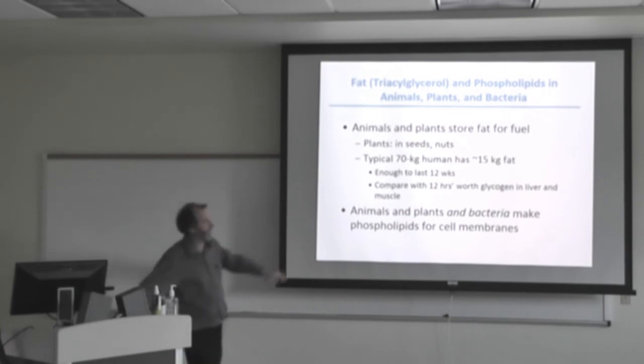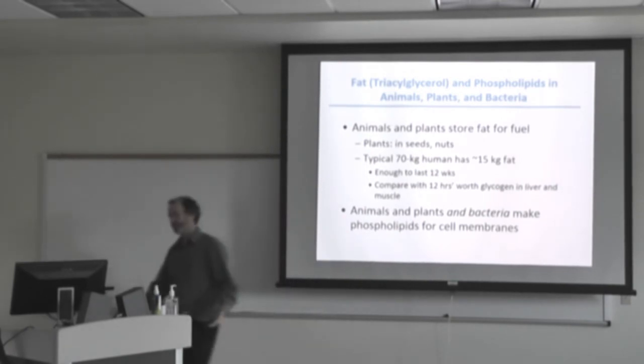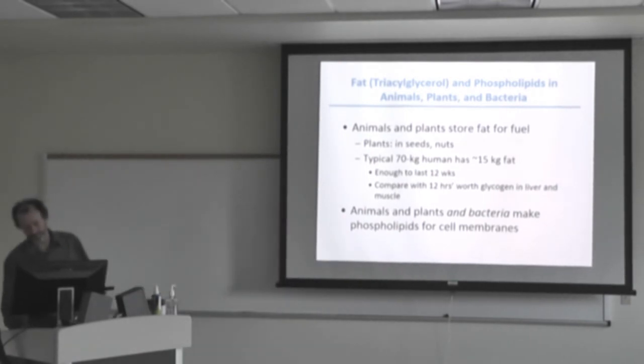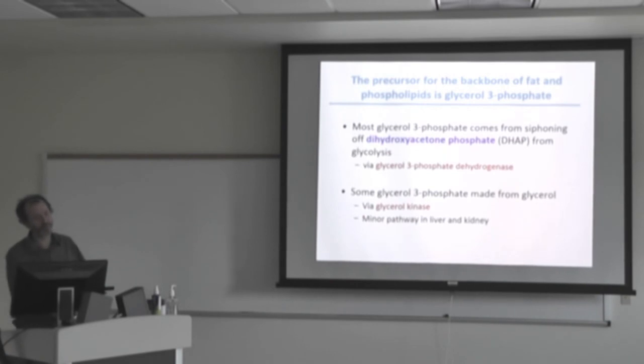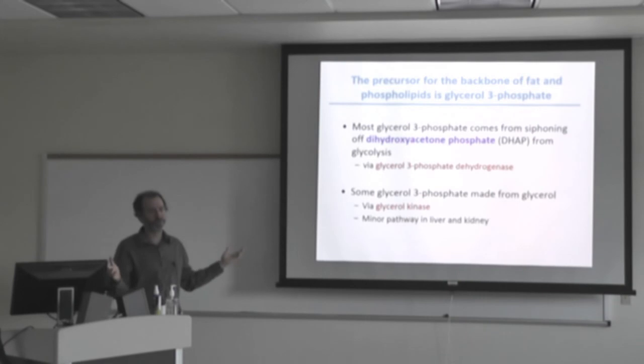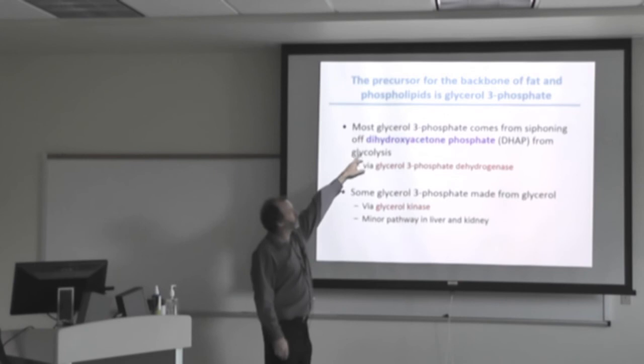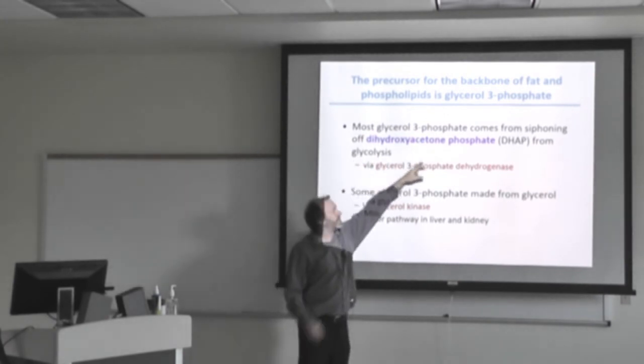And then animals and plants and bacteria make phospholipids for the cell membrane. So we're going to talk about this synthesis. The precursor for the backbone of fat and phospholipids is glycerol 3-phosphate, right? Because they're glycerophospholipids or triglycerides for the storage. Most glycerol 3-phosphate comes from siphoning off dihydroxyacetone phosphate.